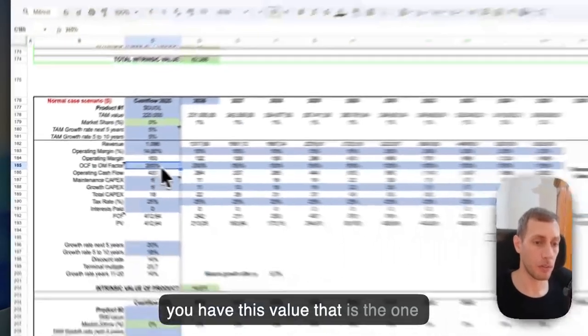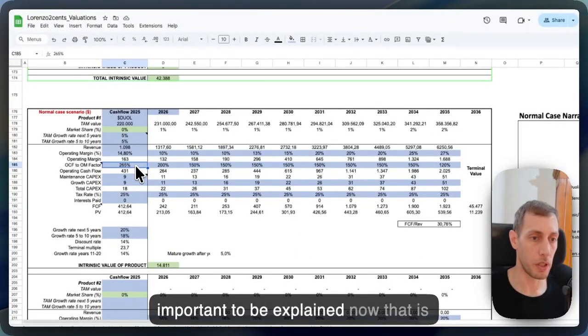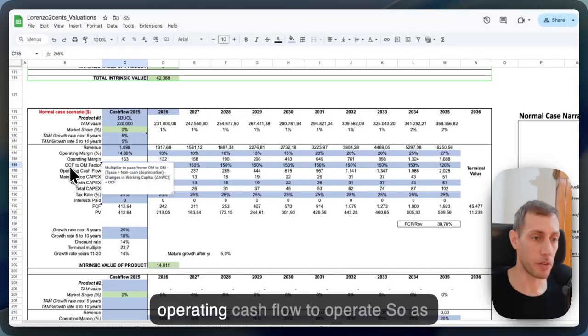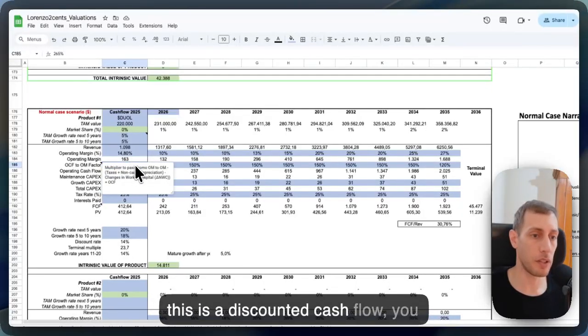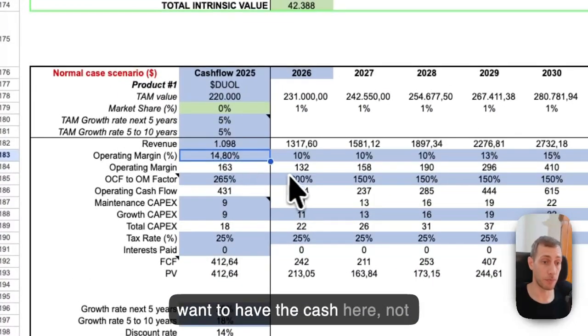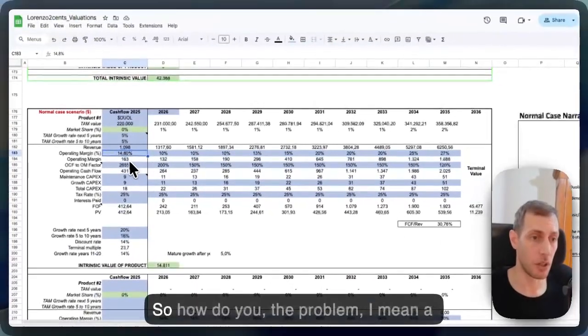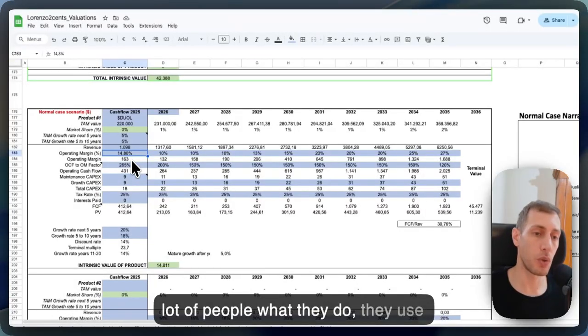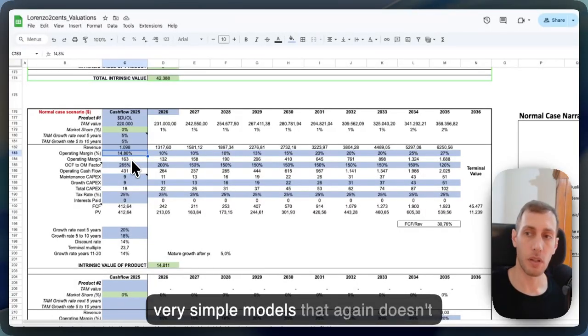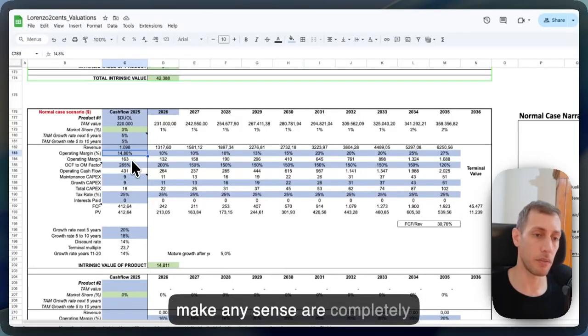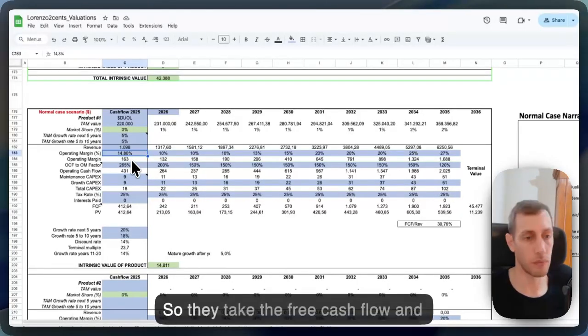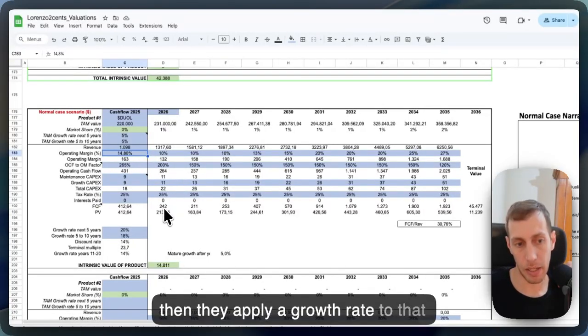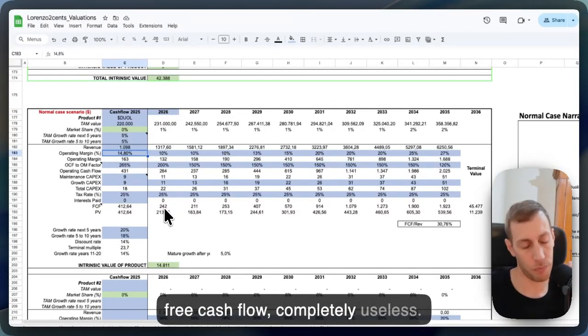Then you have this value that is the one important to be explained now, which is the operating cash flow to operating margin factor. As this is a discounted cash flow, you want to have the cash here, not the earnings. The problem is, a lot of people use very simple models that again don't make any sense, are completely useless. They take the free cash flow and then they apply a growth rate to that free cash flow. Completely useless.